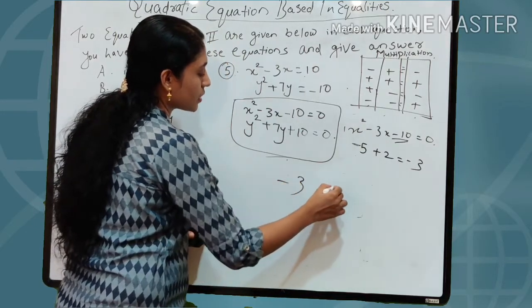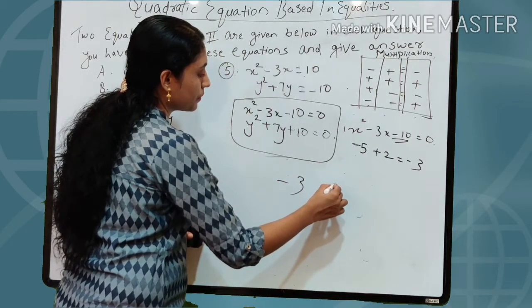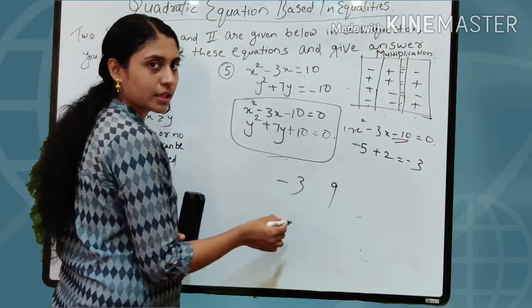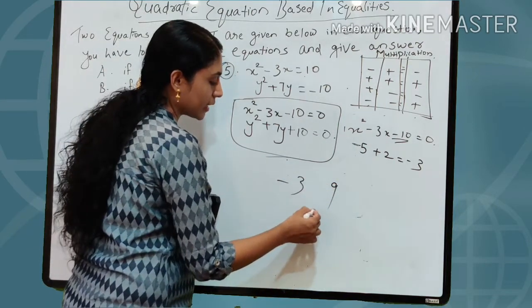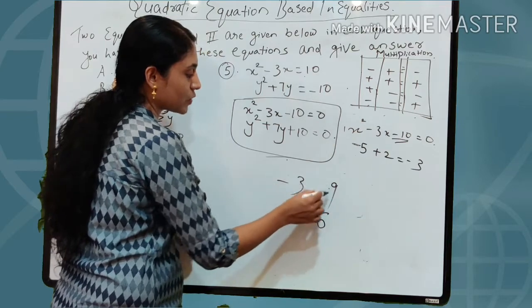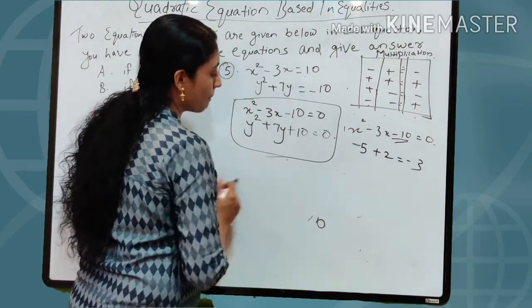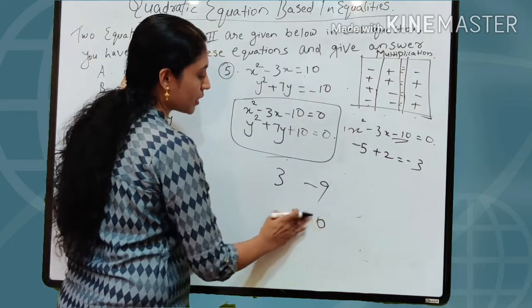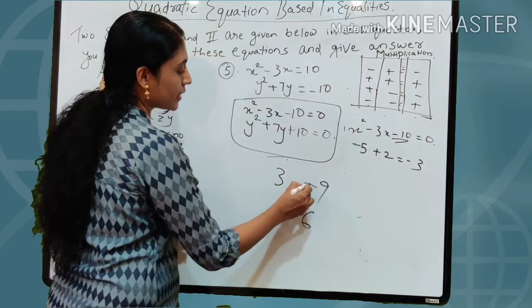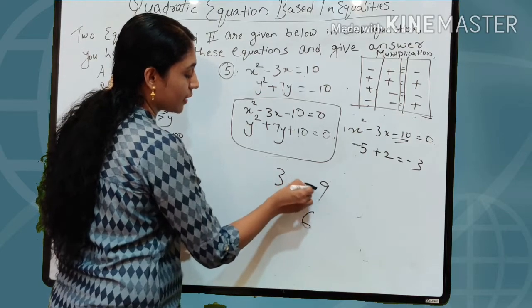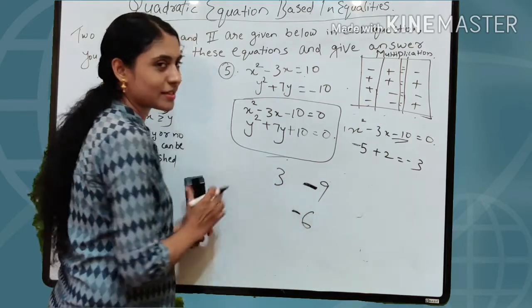minus 3 and 9. Subtract 9 and 3, it is 6, and take the sign of the greatest one, that is 9, so it is plus 6. And if it was plus 3 and minus 9, subtract 9 and 3, the answer is 6, and take the sign of the greatest one. Here the sign of the greatest one is minus, so the answer is minus 6.